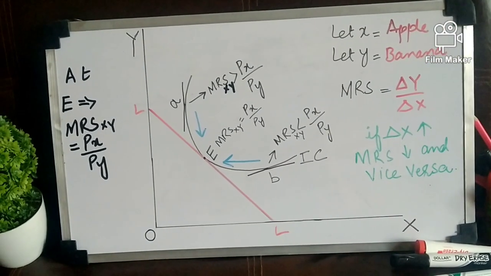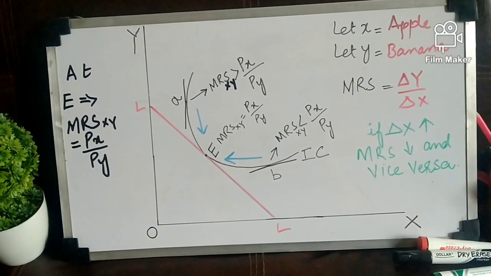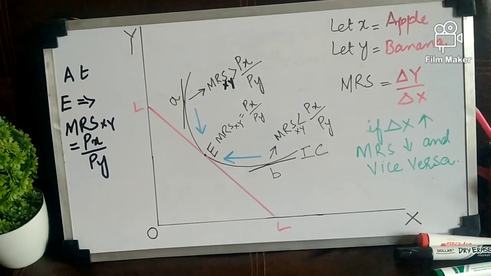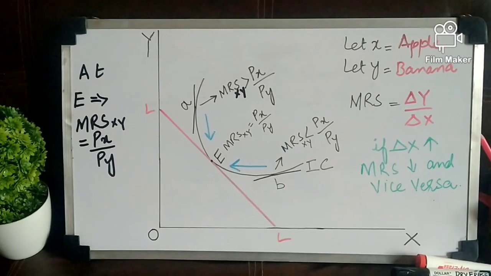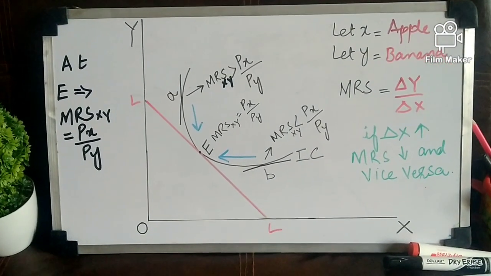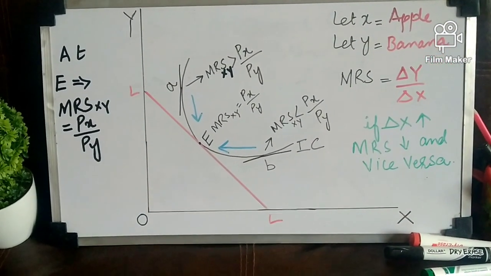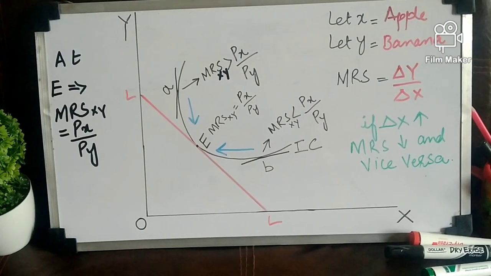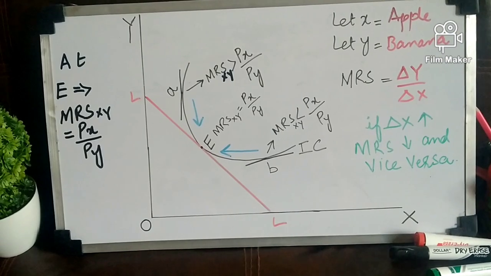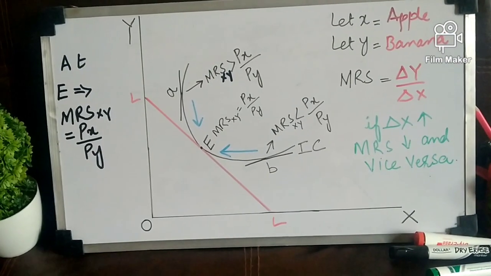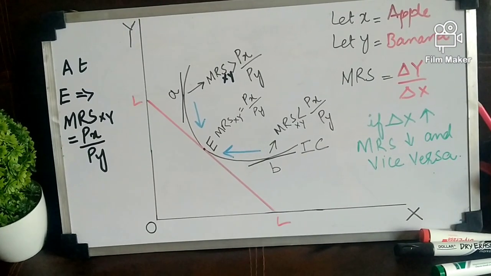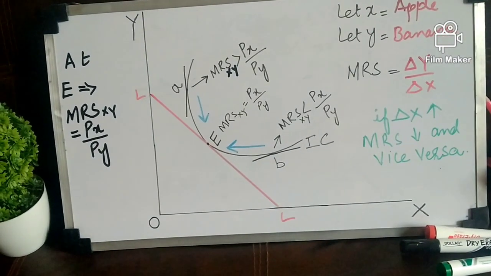In the figure we have taken x commodity on the x-axis and y commodity on the y-axis. Suppose the x commodity is apple and the y commodity is banana. Now the equilibrium condition is satisfied at the point E, where the slopes of the indifference curve and budget line are equal. Now suppose we take any other point, above or below the point E.